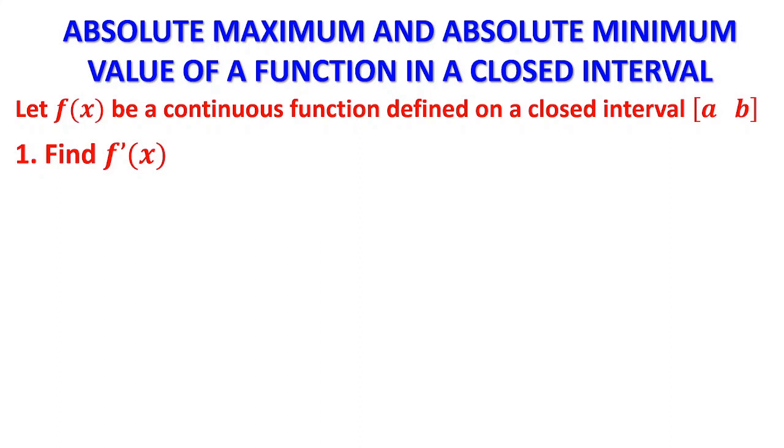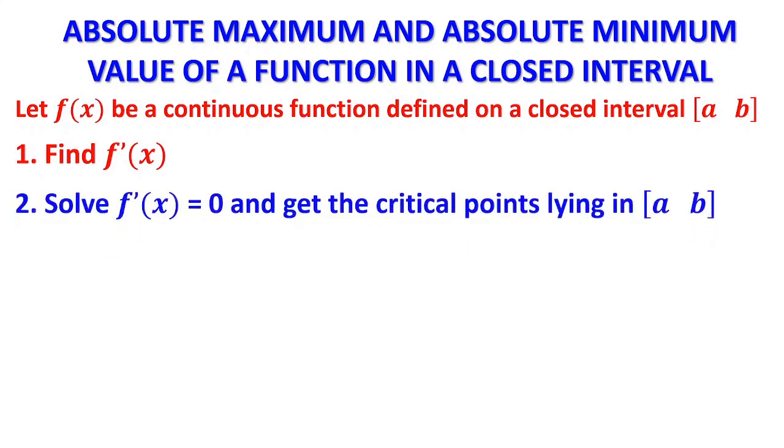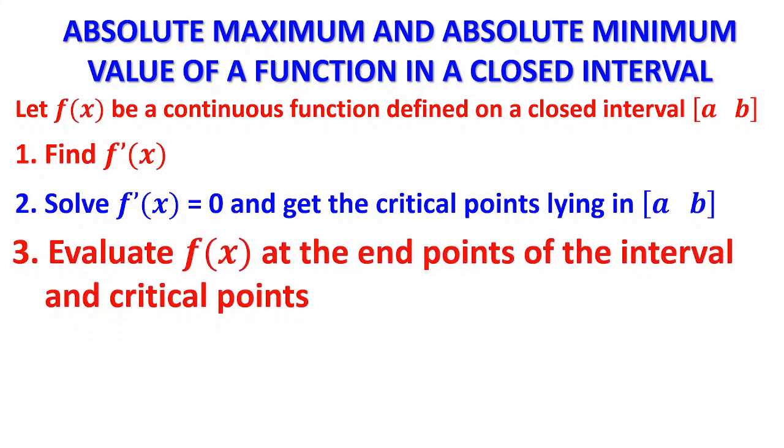Now if you take f of x as a continuous function, how do we find them? Step 1: find f dash of x. Step 2: solve f dash of x equal to 0 and get the critical points lying in the given interval. Now evaluate f of x at the end points of the interval and the critical points. You have to take only the critical points which are lying inside the given interval plus the end points.